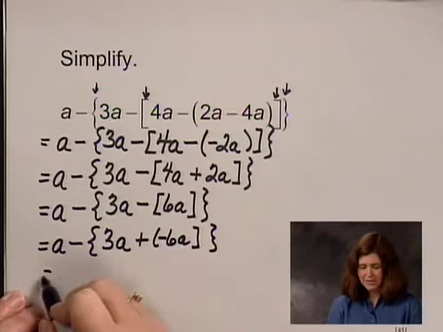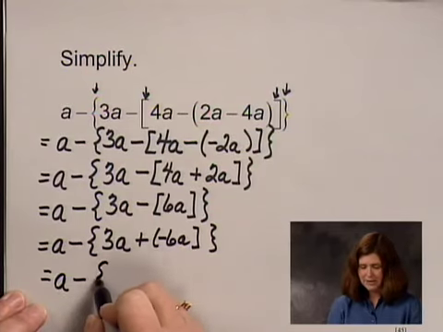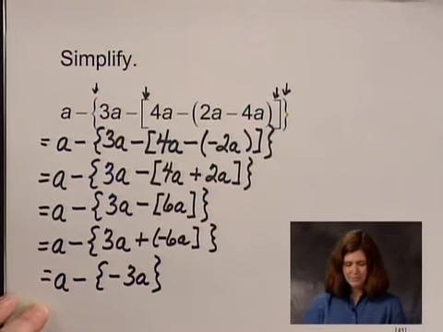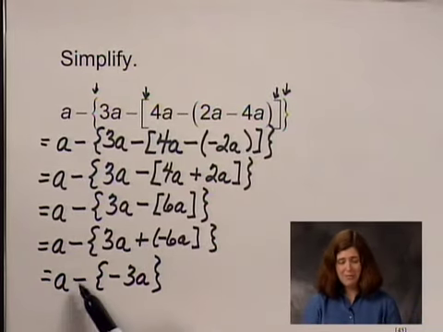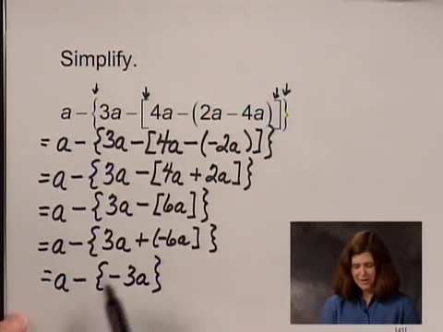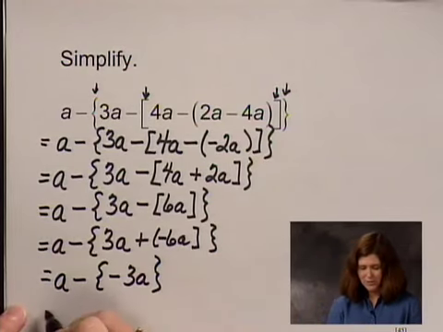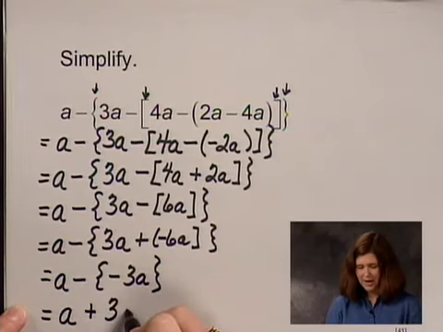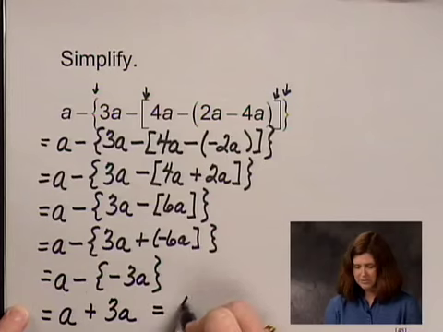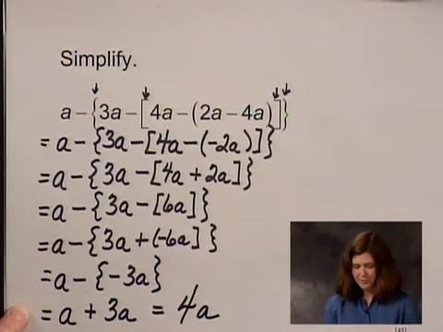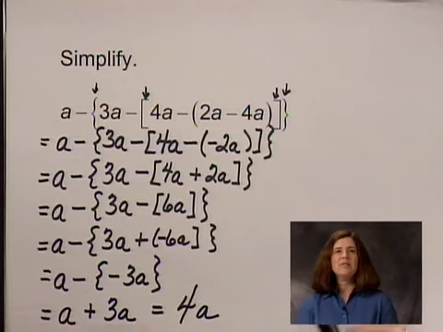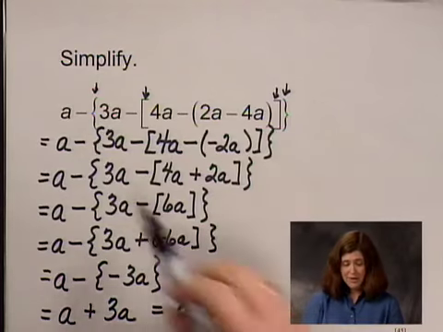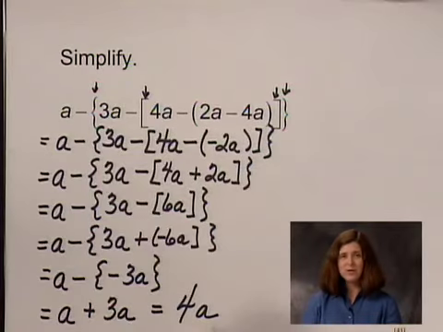3a plus the opposite of 6a I can write as negative 3a. And finally, I have a minus the opposite of 3a, which is the same thing as a plus positive 3a, which simplifies to 4a. Going step by step, working from the innermost set of parentheses out, I have simplified that most complicated expression to 4a.